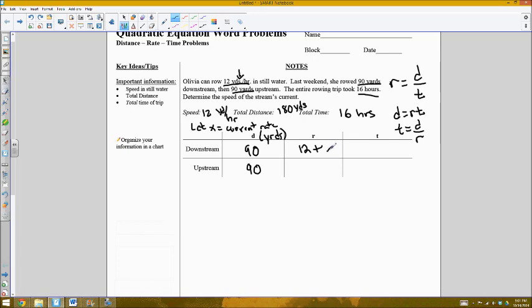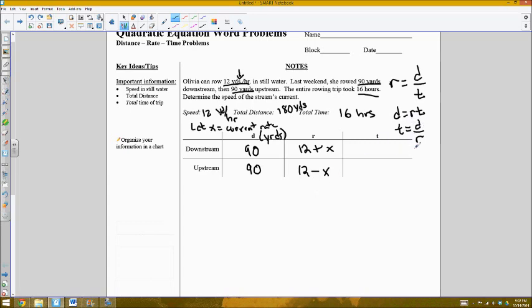Okay, so when I'm going downstream, I'll be rowing 12 yards per hour plus whatever the rate of the current is. And when I'm going upstream and fighting against the current, I can row 12 yards per hour, but then I'll have to subtract off how much the current is fighting against me.